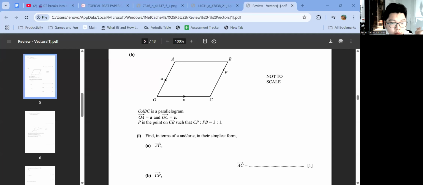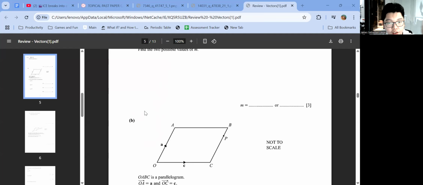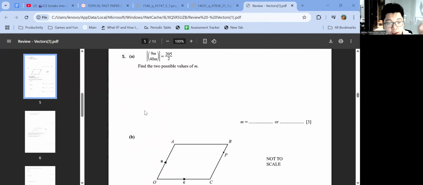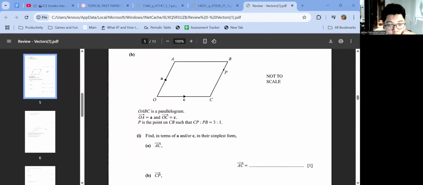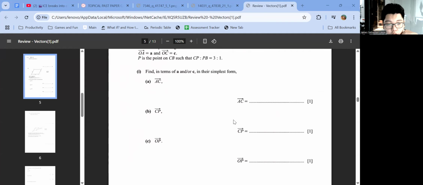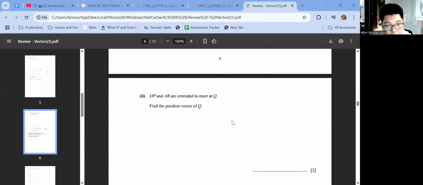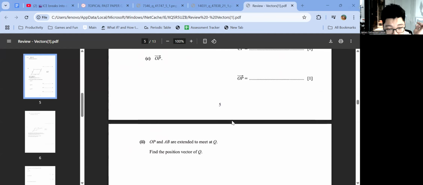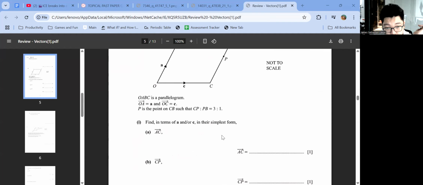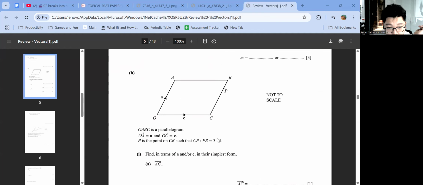This is the review on vectors from Miss Naturally. 5b. So what do they want? We're given that OP and AB are extended to meet at Q. OP and AB extended to meet at Q, which means that if you draw the diagram, it should look like this. And this guy right here is your Q.